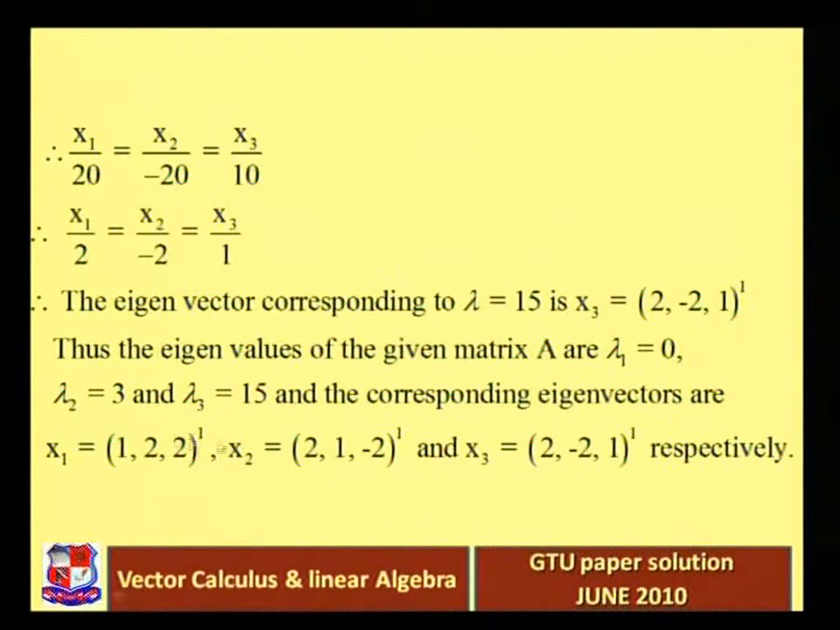And lambda 2 is equal to 3 and lambda 3 is equal to 15, and the corresponding eigenvectors are 1, 2, 2, which is the eigenvector corresponding to lambda is equal to 0; 2, 1, minus 2, which is the eigenvector corresponding to lambda is equal to 3; and this is the eigenvector corresponding to lambda is equal to 15, so 2, minus 2, 1. So here is the complete solution of this question.